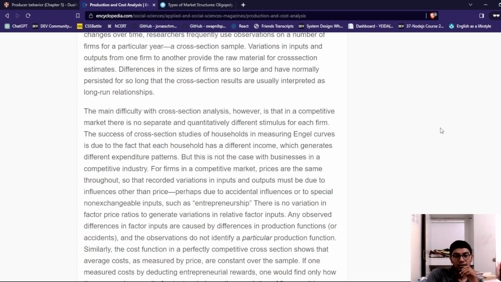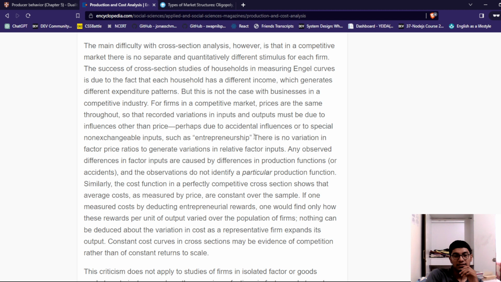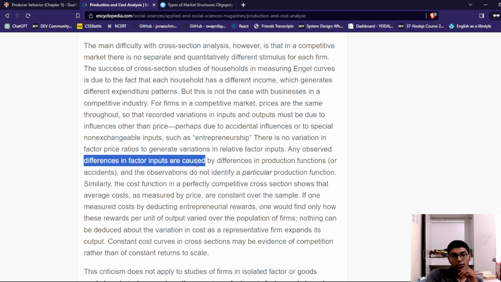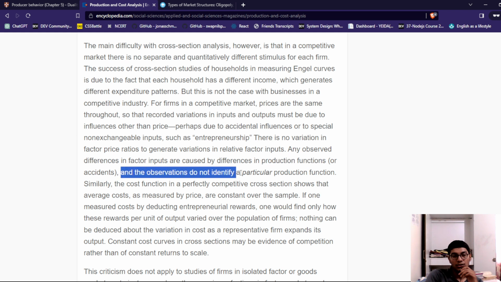perhaps due to accidental influence or especially non-exchangeable input, the entrepreneurship. There is no variation in factor price ratios to generate variation in relative factor input, and observed differences in factor input are caused by differences in production function, and the observations do not identify a particular production function.